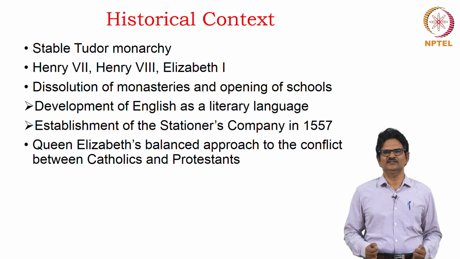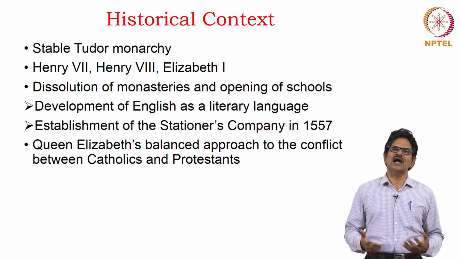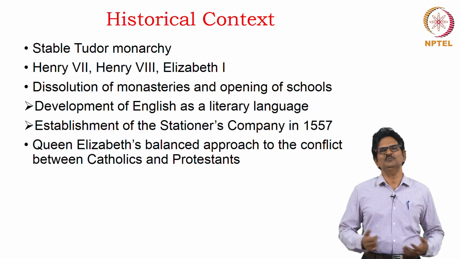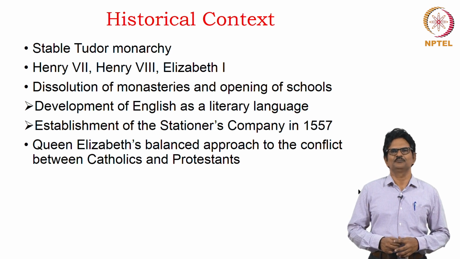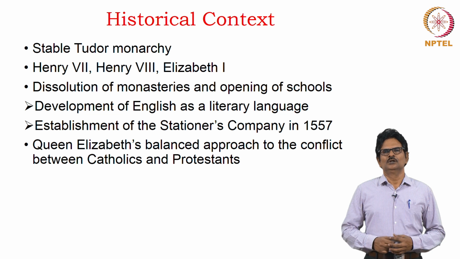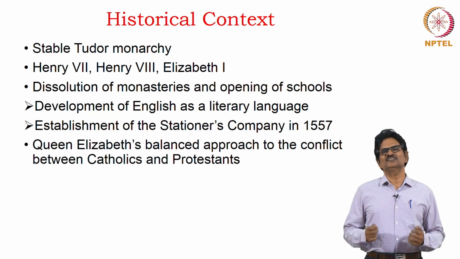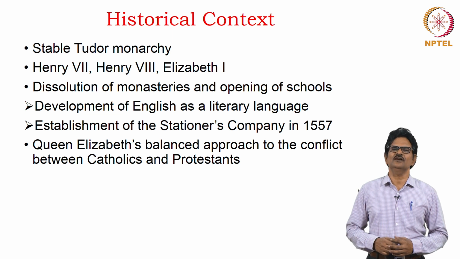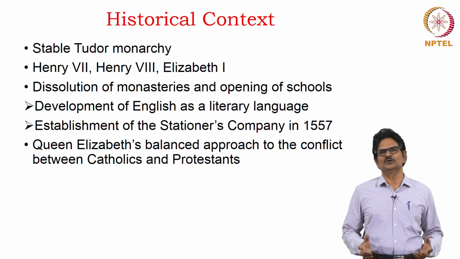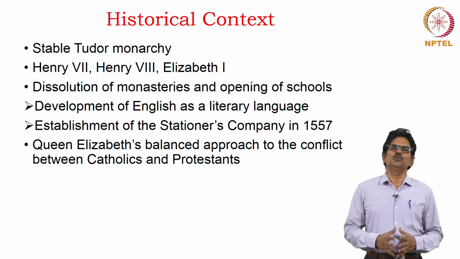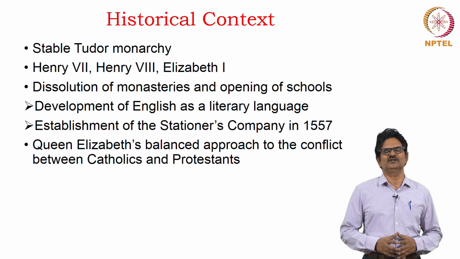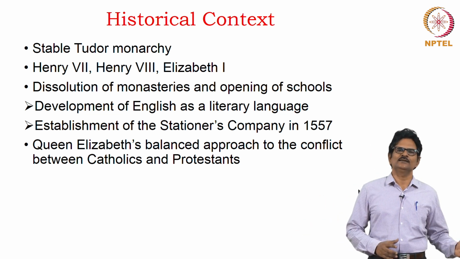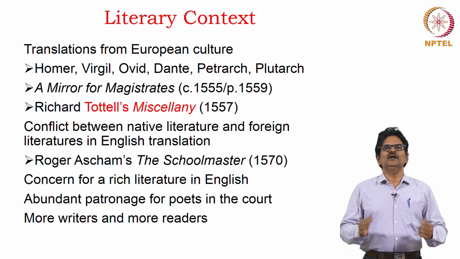We saw how Chaucer took upon himself the task of using English for a literary purpose, and here there is a collective endeavor to use English as a literary language. It was at this time the Stationers' Company was established in 1557. This company took care of all the books that were published from England at this time. Again, an important point that we have to remember is Queen Elizabeth's own balanced approach to the conflict between two sets of people, that is Catholics and Protestants. Now, let us look at this literary context.